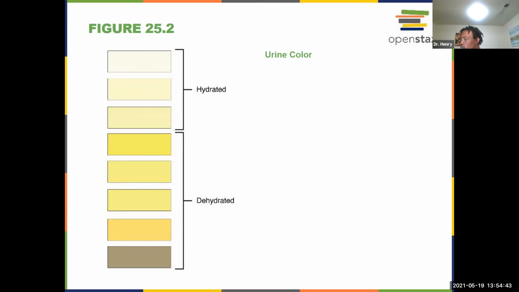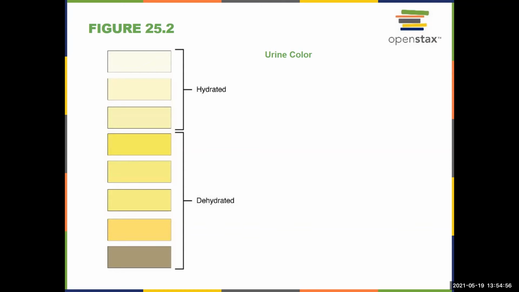Under normal circumstances, you should have no ketones, you should have no glucose, right? So if you have glucose or ketones, that also says that there's something wrong. It'll be diabetic, right? Yes, exactly.